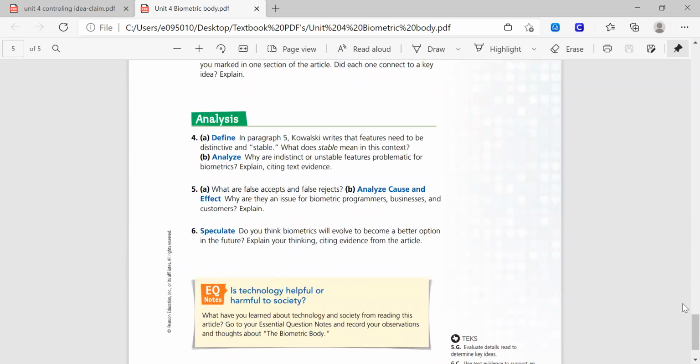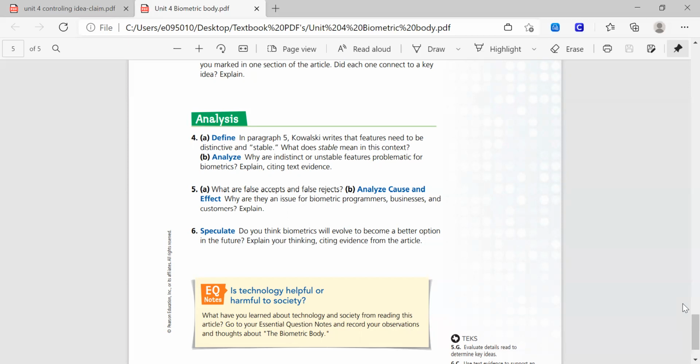Analysis, question 4, and it has a part A and a part B. So part A, define. In paragraph 5, Kowalski writes that features need to be distinctive and stable. What does stable mean in his context? I suggest you go back and read paragraph 5 in its entirety. Don't just stop when you see the word stable. You need to use your context clues to be able to figure out what he means by stable.